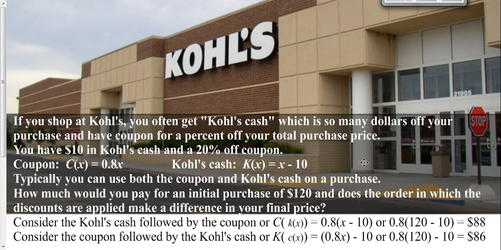So when we look at that for $120, we go $120 minus our 10, and then we multiply it by that 80%. When we do that, we get $88.